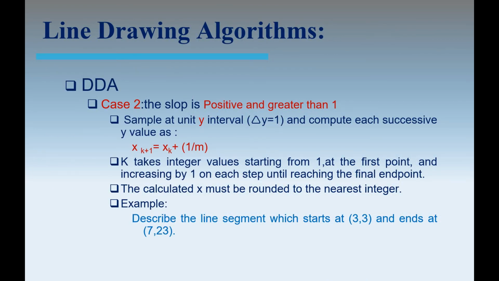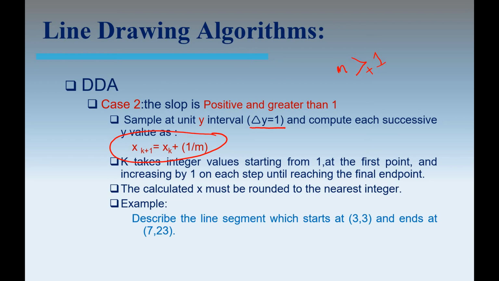Case number 2: the slope is positive and greater than 1. When the slope is positive and greater than 1, we will take the unit step on the y-axis. The formula that we have is x k plus 1 will take the value of xk plus 1 by m. So the only difference here is that instead of having plus m, we have 1 by m.